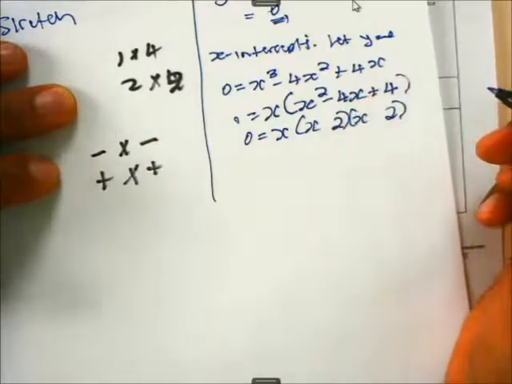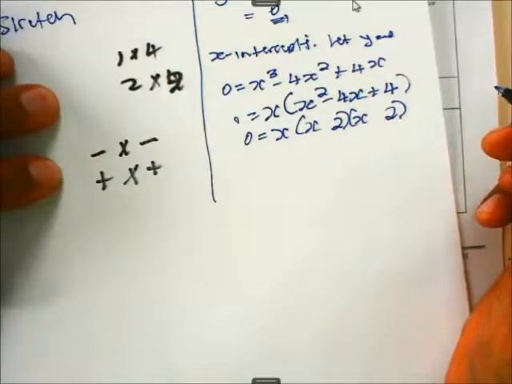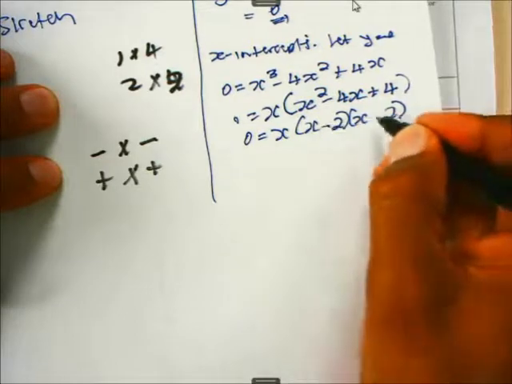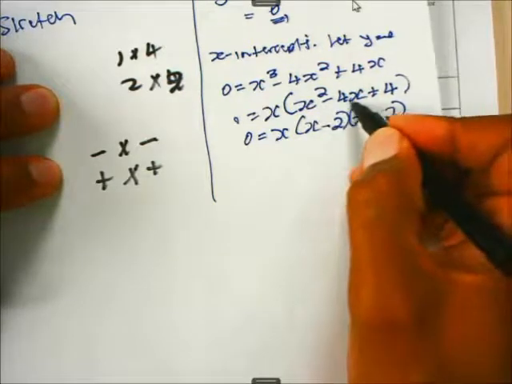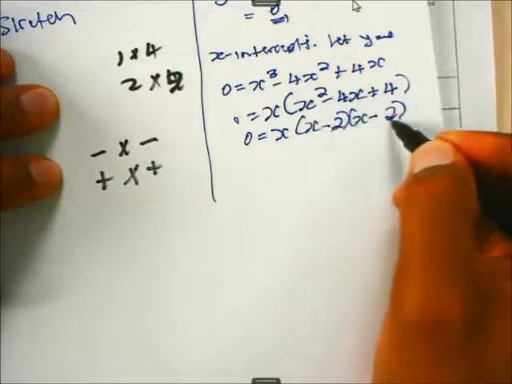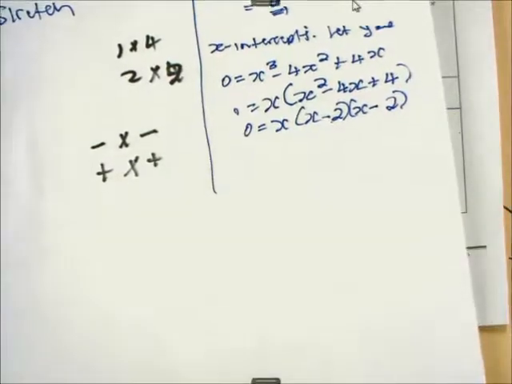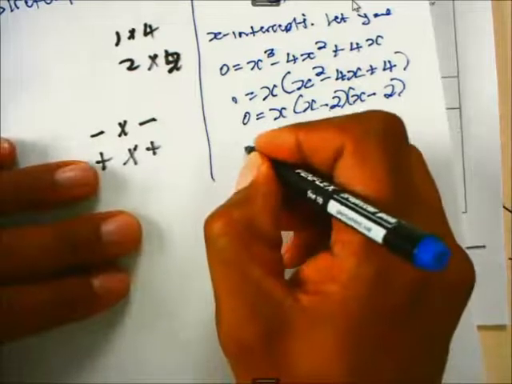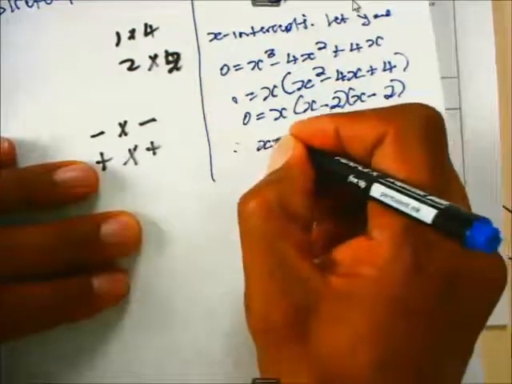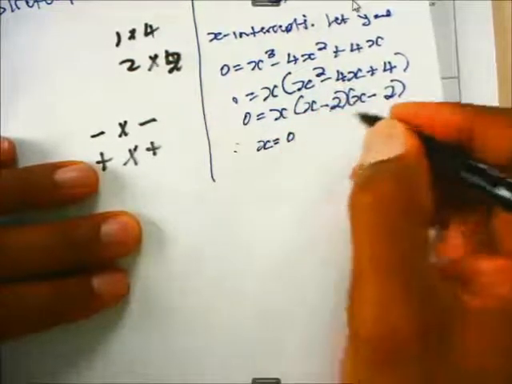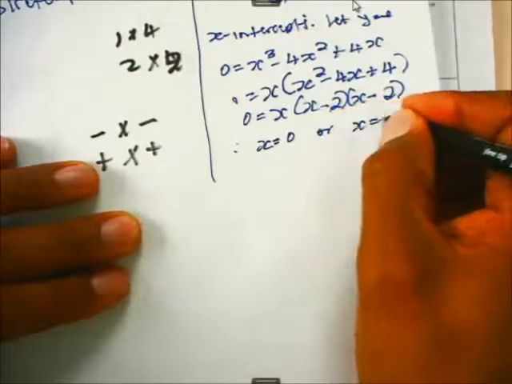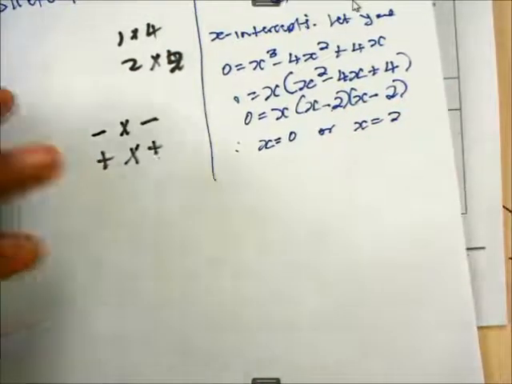Now the question is, what is the sign? Of course, it will be negative times negative, which would give us minus 4x, and negative 2 times negative 2 would give us a positive 4. That's good. And therefore, from here, we can say x is equal to 0 or x is equal to a positive 2.